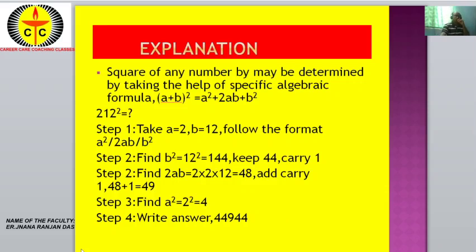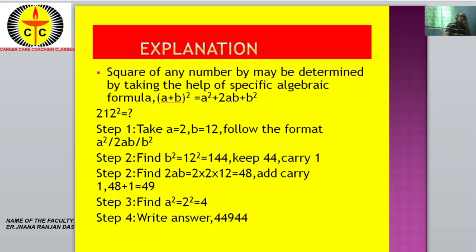This is the way we find the square of numbers by applying the base method. By applying the base method, it will be difficult for some numbers, since it has some limitations. We can apply the algebraic formula, (a plus b) whole square, that is a square plus 2ab plus b square.